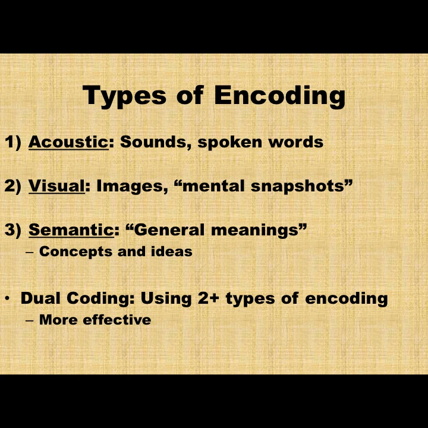Okay, there's one final type of encoding, and that is called semantic encoding. And this one's a bit trickier to understand. It's basically used to deal with general meanings, which can be more accurately described as concepts and ideas.